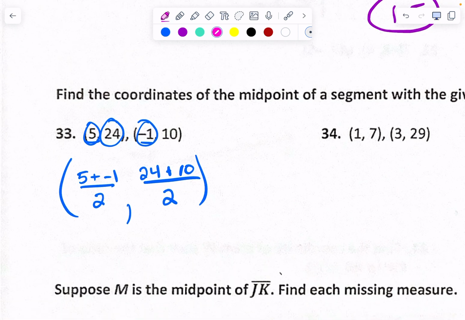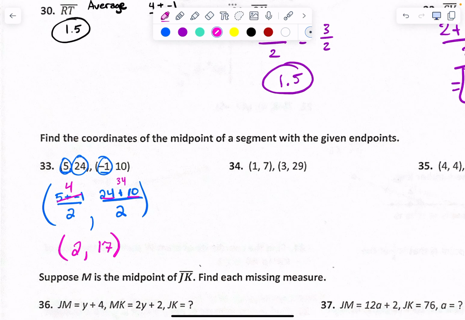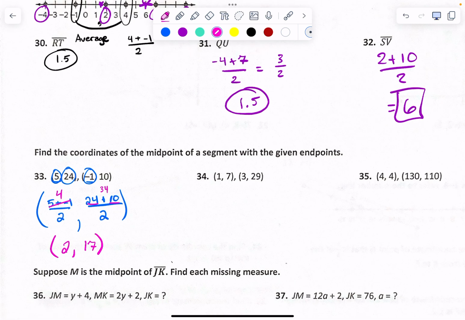All right. What's 5 plus a -1? 4. 4 divided by 2 is 2. What's 24 plus 10? 34 divided by 2 is 17. Beautiful. You do the other two. And those are all positive numbers. That was too easy, right? When you see that on the test, finding the midpoint, you're finding the average. You're averaging the x's, you're averaging the y's.